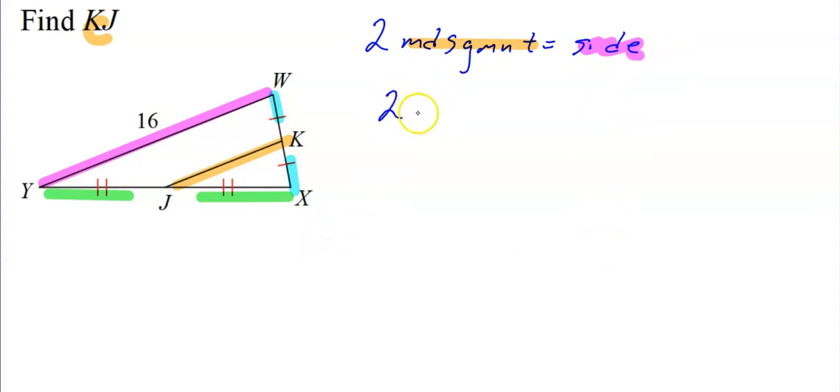So I'm going to do 2 times KJ, that's what I'm looking for, equals 16. Divide both sides by 2, and we find out that x equals 8. I look back, x was KJ, that's what I found.